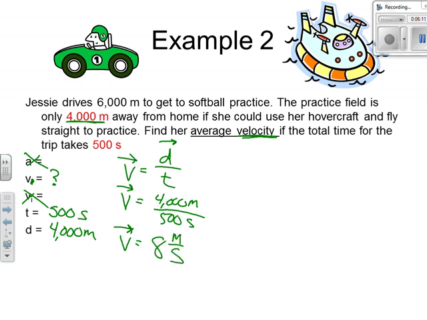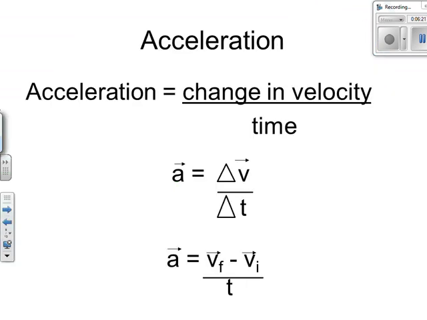So meters per second there, once again, is our unit. And I want them to notice that the speed was 12 meters per second, the velocity was 8 meters per second. They weren't actually the same answer. Did you guys notice that? Well, I hope they did.